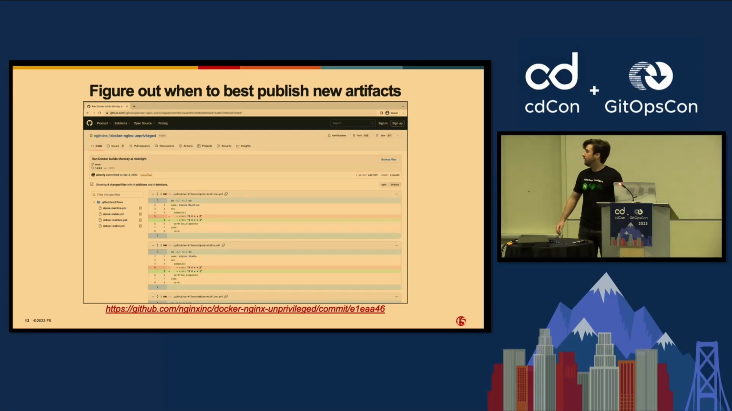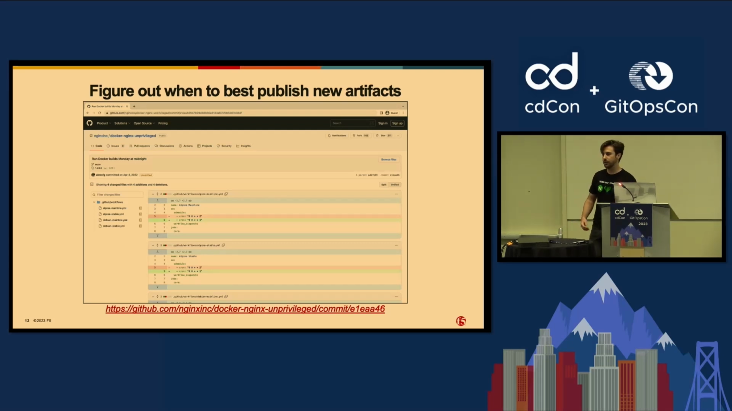Second lesson, figure out when to best publish new artifacts. That is especially relevant if you're pushing something like Docker images to an upstream repository. It also can apply to any kind of package. There are some expectations or unwritten rules around publishing packages. One of them, for example, is that you never publish something new on a Friday, because if things break, people are going to have to stay over the weekend. That's not fun. So it's up to you. You've got to figure out what makes the most sense for your project.